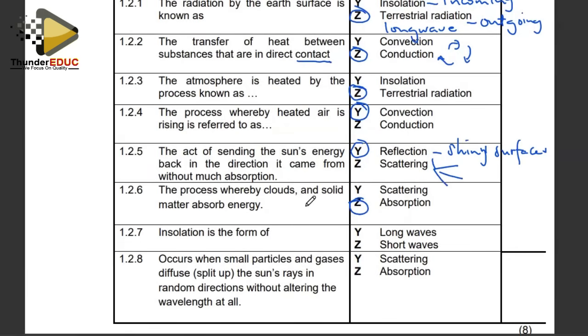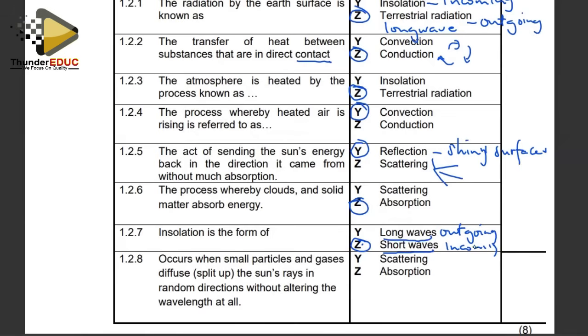Right, let's look at number 7. Insolation, incoming solar radiation, is in the form of what? It is in the form of short waves. This is incoming, and this one is outgoing. Long wave radiation is in the form of long waves. Short wave radiation is in the form of short waves.